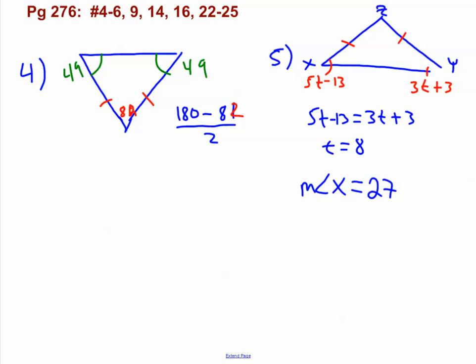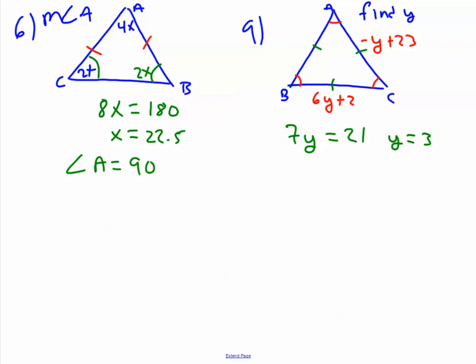Okay, on to the harder problems. Page 276. You're dealing with isosceles. And you're going to have a lot of isosceles on your quiz and test. 6 and 9. This is one of my favorites. You have to think about this as the base angles. So that's going to be 2x also. Add all these up and set it equal to 180. Knock it out, and you get your angles. Angle A is 90. So you end up with a right isosceles, actually.